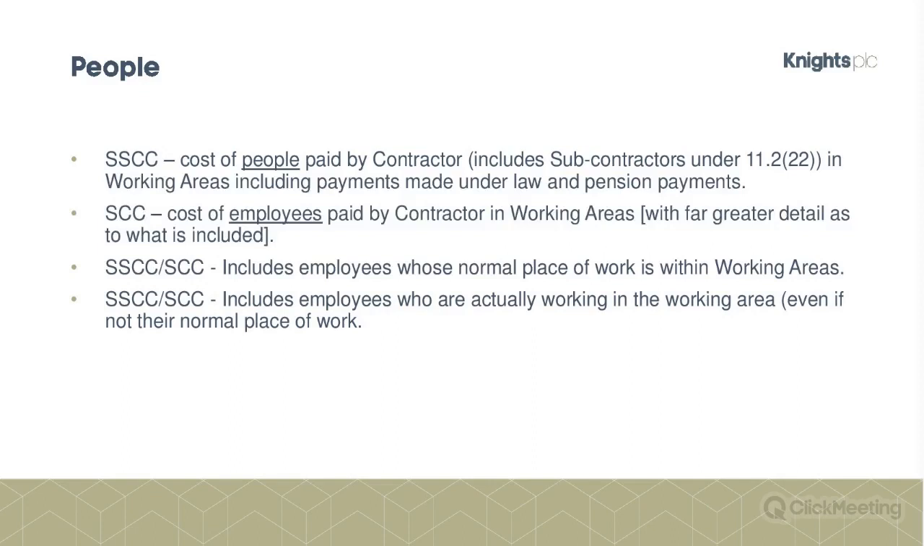Now, there's a whole list here of things that you can claim. So, when we're talking about the cost, you're not just talking about salaries, you're talking about the extra national insurance payable, any health insurance, for example, bonuses. So it is the genuine cost to a business, to the contractor, of employing a specific individual.